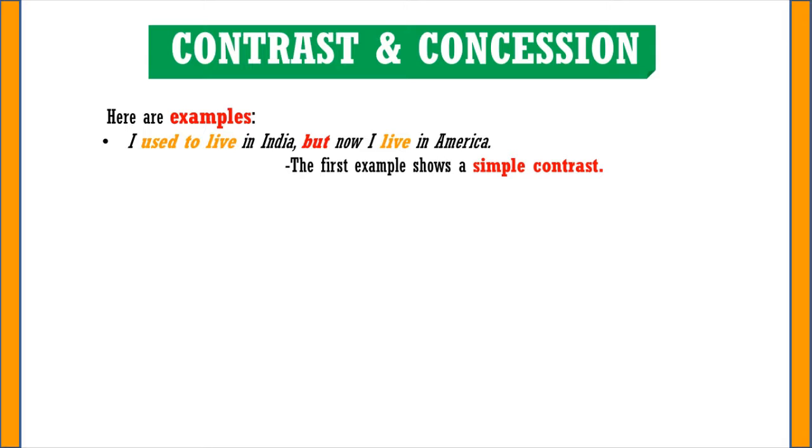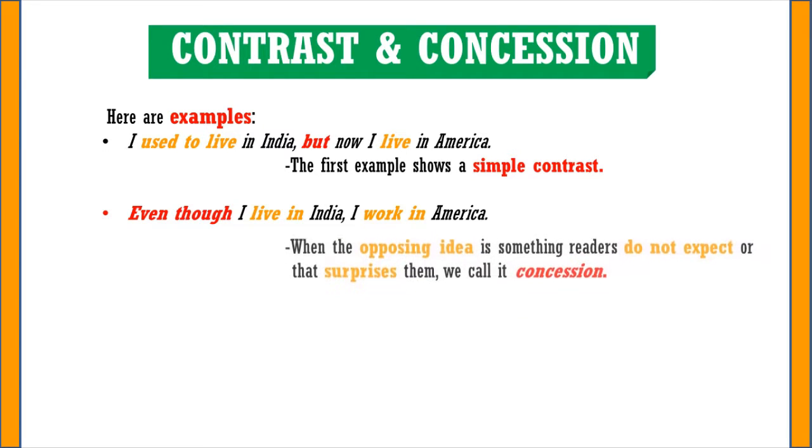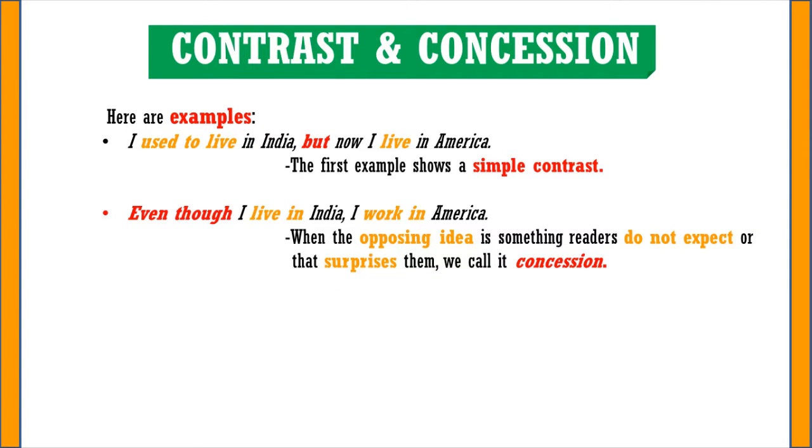In the second example, even though I live in India, I work in America. Even though I live in India, tells you where I live now. But this sentence contains a surprise for my listeners: I work in America. When the opposing idea is something readers do not expect or that surprises them, we call it concession.